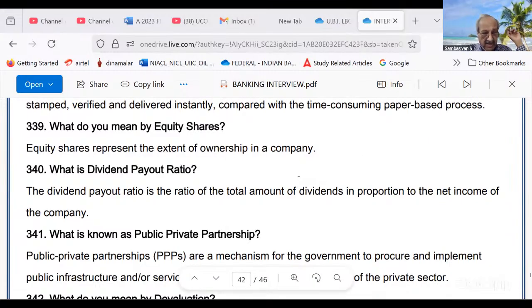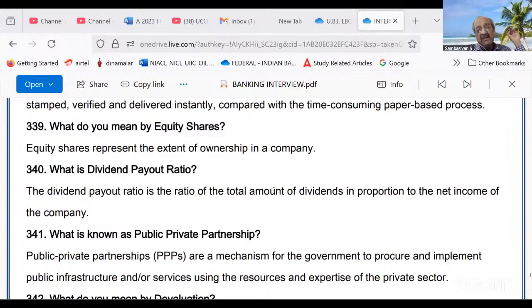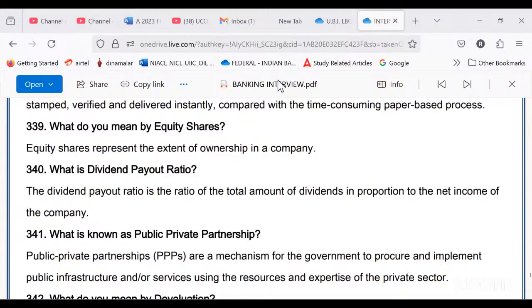Continue. 340. What is the dividend payout ratio? The dividend payout ratio is the ratio of the total amount of dividends in proportion to the net income of the company. Supposing company has earned a profit of 100 crores and they are declaring 10 crore as dividend, then the ratio is 10%. Very good. Thank you.